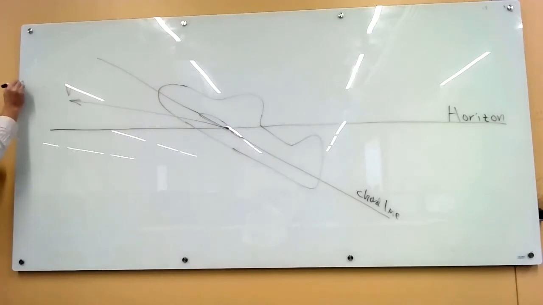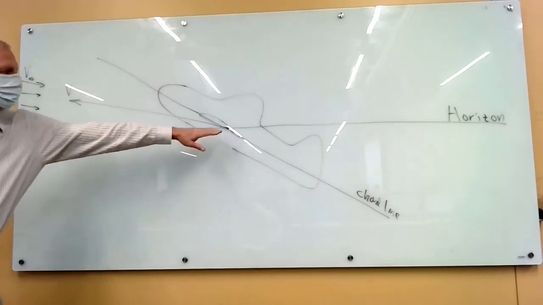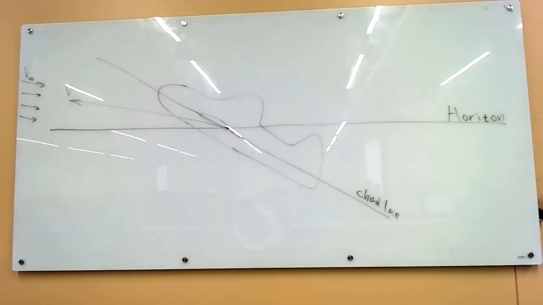And then you draw the relative wind coming in the opposite direction. Because if the airplane's moving through the atmosphere this way, then if you're sitting on the airplane, you see the air coming in the other, exactly opposite direction, parallel.